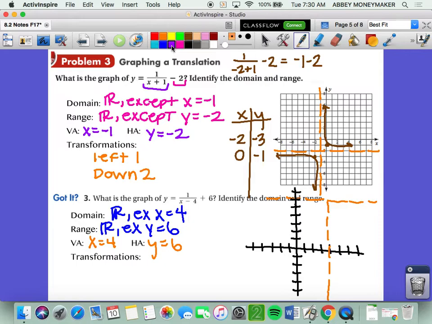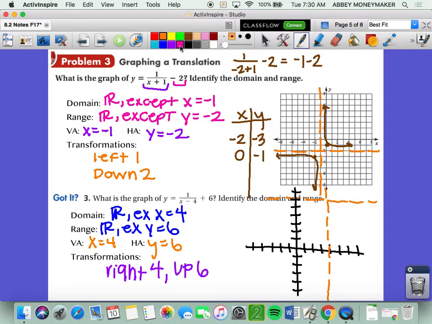All right. So again, let's talk about the transformations. We went to the right 4, and we went up 6. Same transformations like we've been using this whole semester, guys. And we can see that in our vertical and horizontal asymptotes.